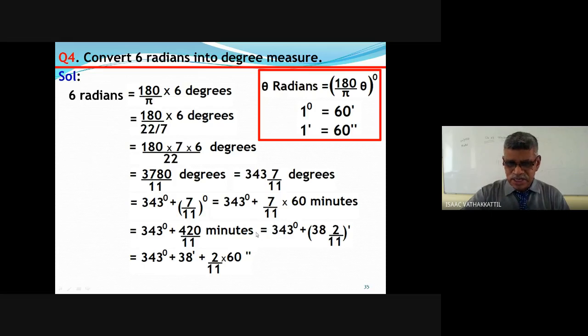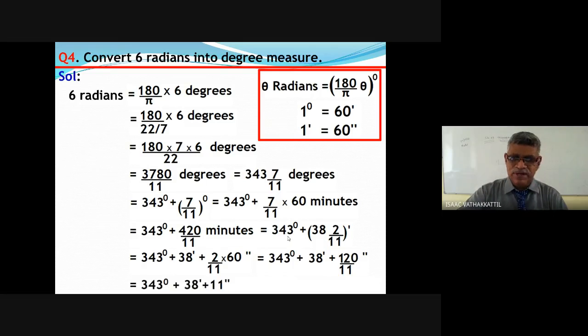So 343 degrees plus 38 minutes plus 2 by 11 minutes; 2 by 11 into 60 is 120 by 11. We don't have further subclassifications here, so we approximate at this point. 120 by 11 is very near to 11, so we can write nearly equal to 343 degrees plus 38 minutes plus 11 seconds, or directly 343 degrees, 38 minutes and 11 seconds approximately.